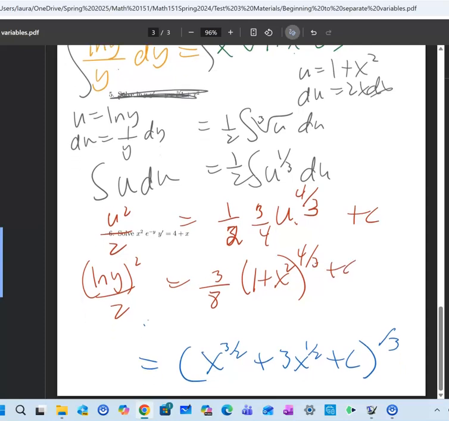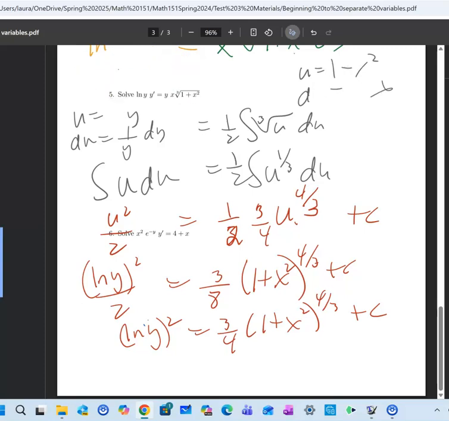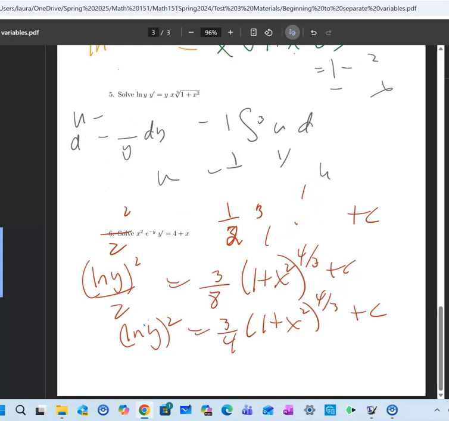Okay, so then our last job is to solve for y. This is going to take a little while to unravel. So I would get ln of y squared equals 3/4, 1 plus x squared to the 4/3. And I'm just going to leave it as the black hole c. Then, let me bring it up here so you can see it better. Then I'm going to take the square root of both sides. And when you take the square root, you get the plus minus.